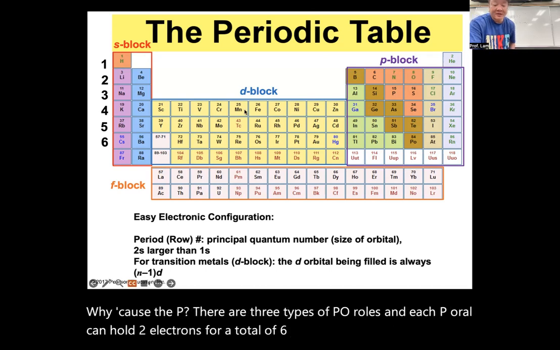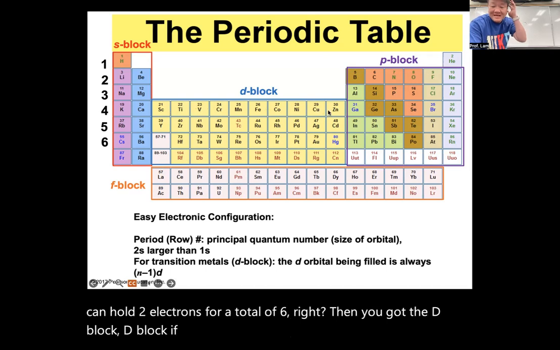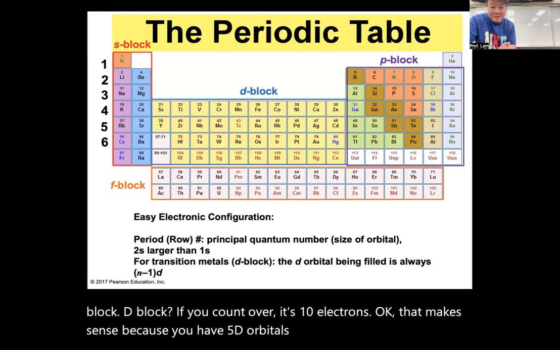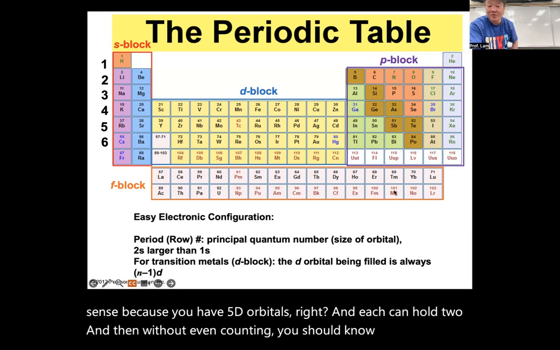Then you've got the D block. If you count over, it's 10 electrons. That makes sense because you have 5 d orbitals, right? And each can hold 2. And then without even counting, you should know the F block is 14, right? Because there are 7 F orbitals.